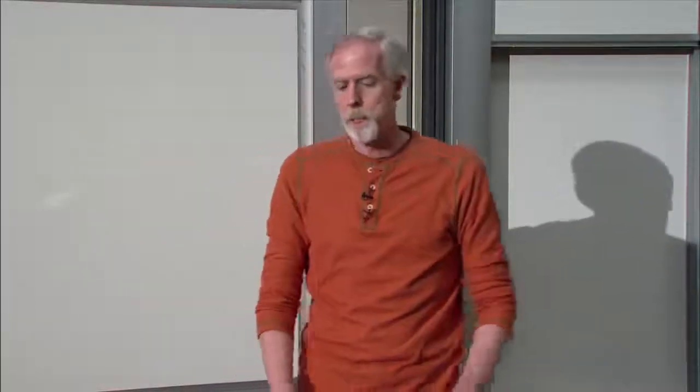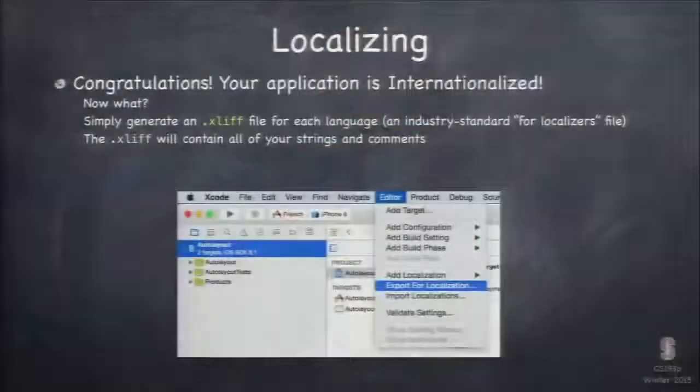Okay, so congratulations, you've done all those things, right? You did the storyboards, you added the languages, you used NSLocalizedString, you put the formatters in there. Now your app is localizable, and now you want to localize it, okay? How do you do that? Could not be simpler. You just go to the project again, the same place that you added the languages, and from the editor menu, you just say export for localization.